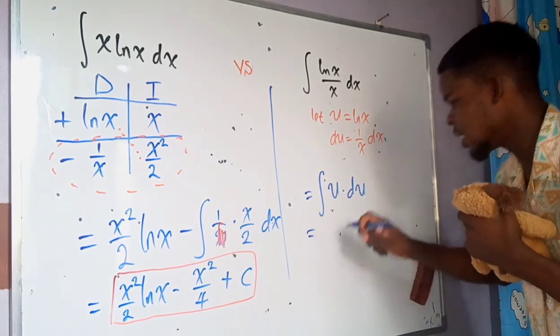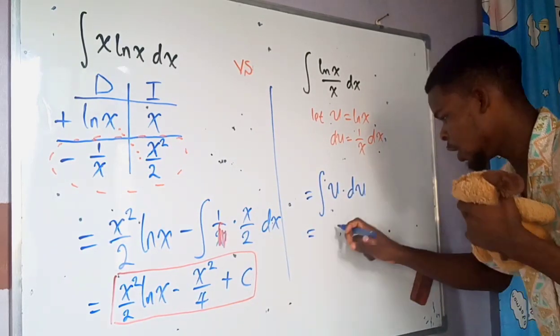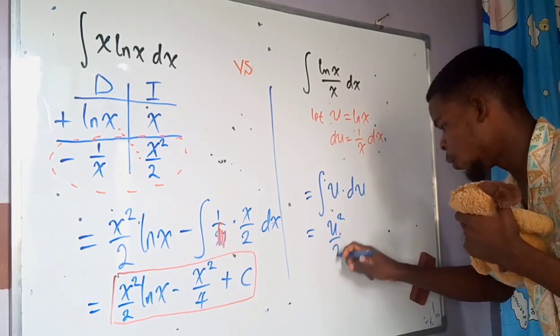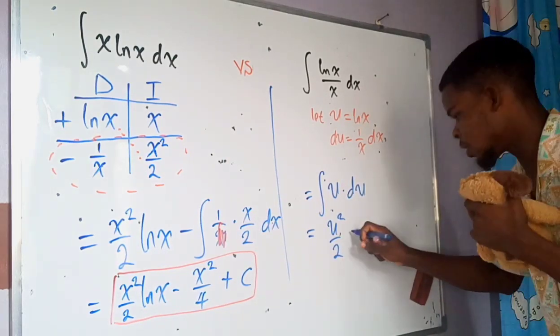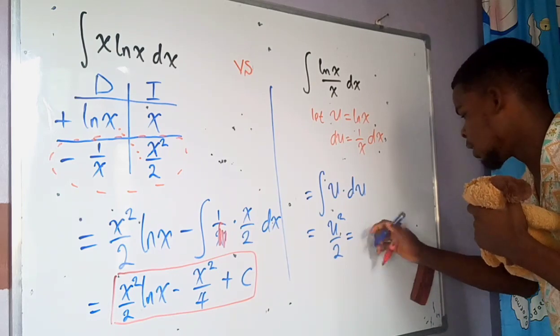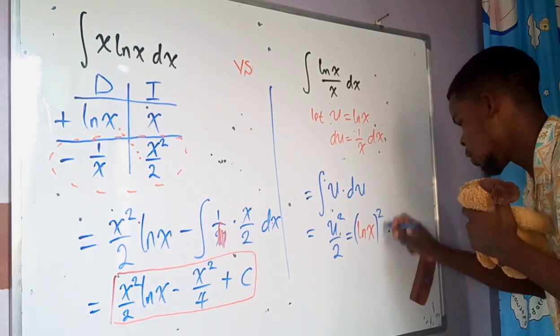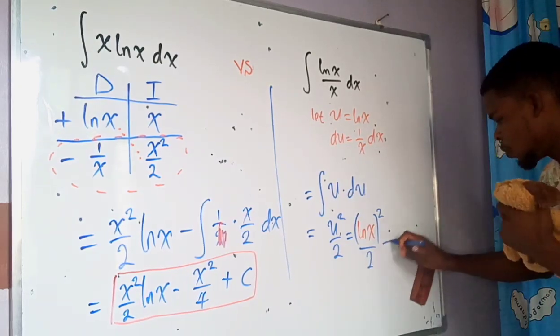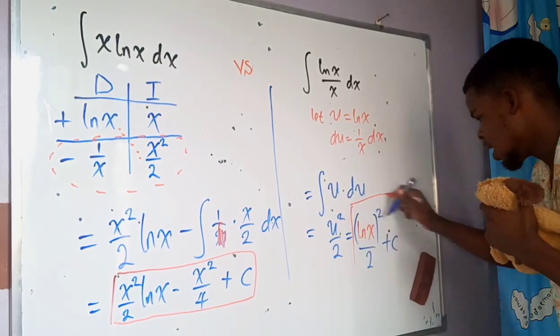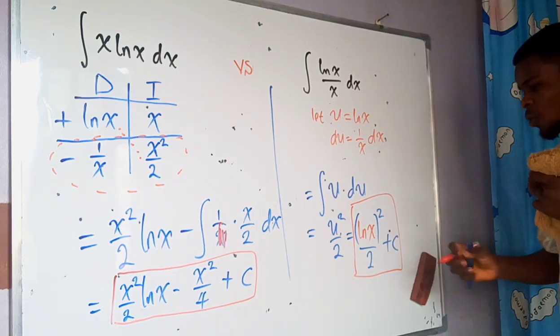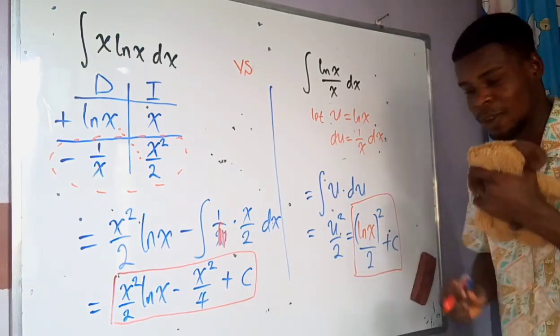So the antiderivative of u with respect to u is u squared over 2, where u is ln of x. So this is equal to ln of x squared over 2. Since we are done, we can also add an arbitrary constant, and this is the antiderivative of the second one. You notice this and that are completely different results.